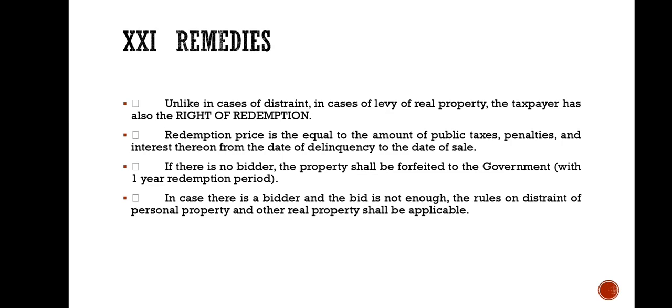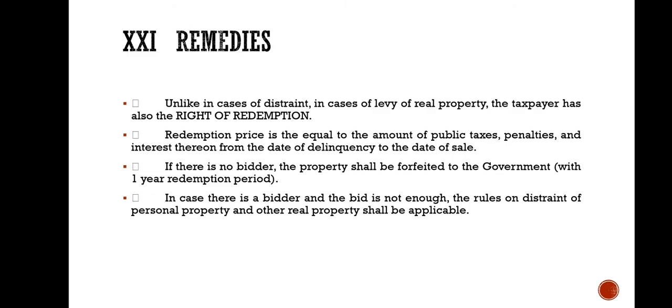Unlike in cases of distraint, in cases of levy of real property, the taxpayer also has the right of redemption. Redemption price is equal to the amount of public taxes, penalties, and interest thereon from the date of delinquency to the date of sale. If there is no bidder, the property shall be forfeited to the government with 1 year redemption period.